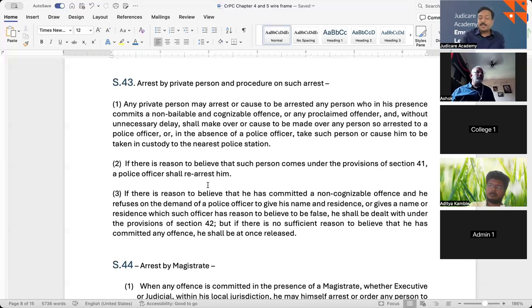Now, if there is reason to believe that such person comes under the provision of Section 41, a police officer shall rearrest him. When you take the person to the police station, and the police officer there believes that this person comes under Section 41, under any of the clauses which were applicable, that person will be arrested. If there is no reason to believe, because either of the two can happen, either the police officer believes the person could be arrested, or not, and the person has committed a non-cognizable offense, and he refuses on demand of a police officer to give his name and residence. Now, it is believed that a non-cognizable offense has happened, not a cognizable offense, but still that person, when brought to the police officer, is not disclosing his name or residence address or giving a false name or residence, then Section 42 is applicable. The person could again be arrested according to Section 42.